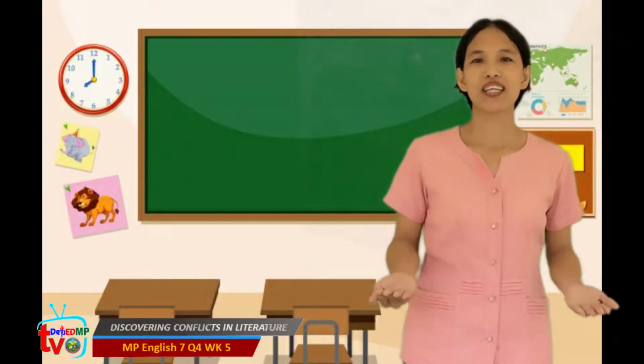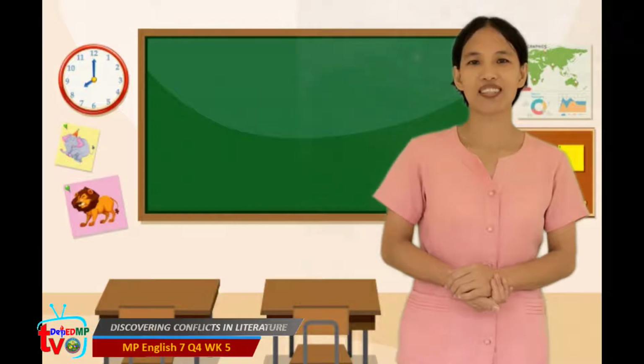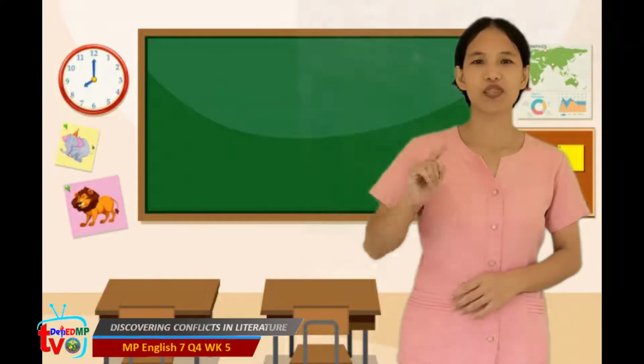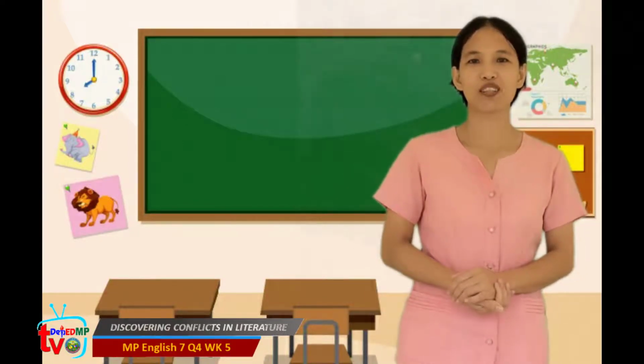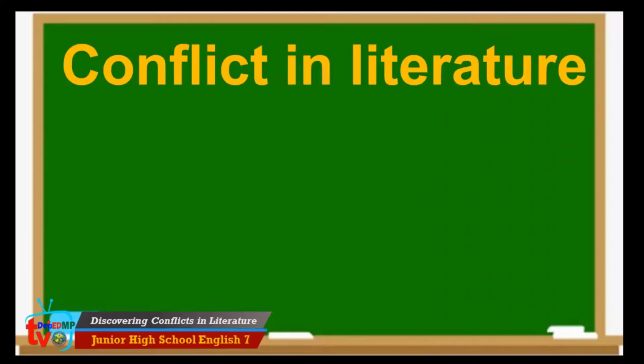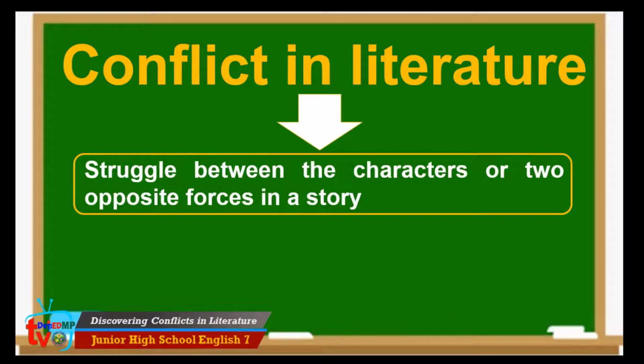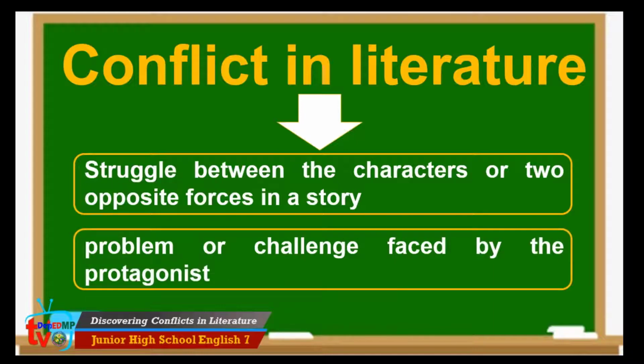Well, typically, stories have characters, setting, and plot. But there is one specific thing every selection must contain in order to generate interest in the reader, and that is called conflict. A conflict in literature is defined as the struggle between the characters or two opposite forces in a story. It is the problem or challenge that the protagonist must face which drives each and every story. Without it, the story would have no sense of point or purpose.